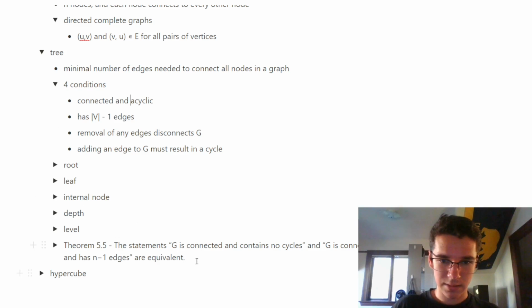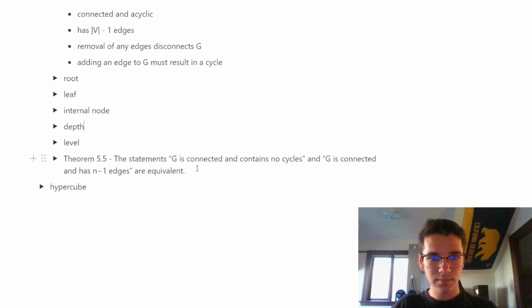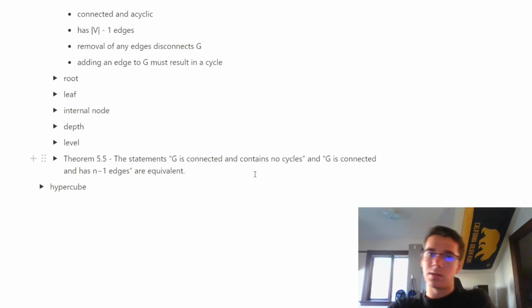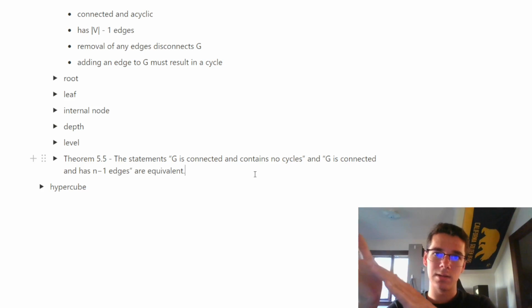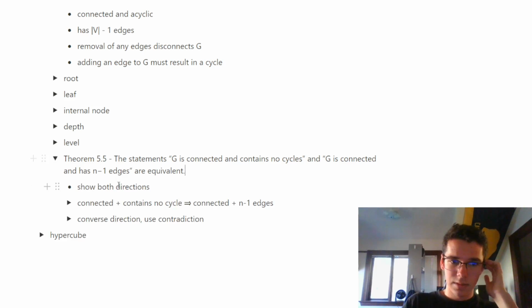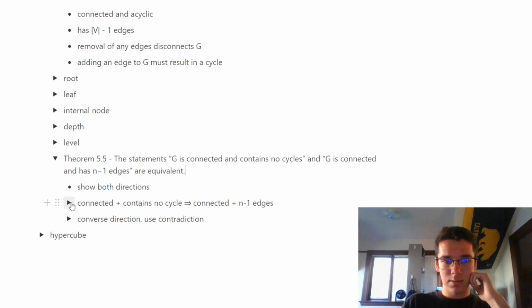And that's what this theorem is actually going to talk about. So the statement G is connected and contains no cycles, and G is connected and has n-1 edges are equivalent. And if things are equivalent, we're going to have to say that one implies the other and the other implies the one. So if G is connected and contains no cycles, then it has n-1 edges. So what did we talk about?